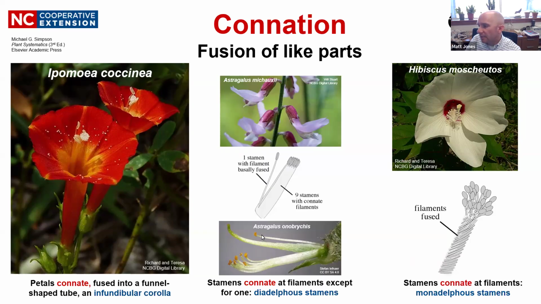If, like in this astragalus here, the stamens are mostly fused together into nine or so, sorry, ten fused here, nine fused here, and one extra over here, that's called diadelphous stamen structure. And then in the case of hibiscus, as I mentioned, the stamens are connate at the filament. So they're fused together and wrapped around, but not necessarily quite fused, I don't think, to the style itself.